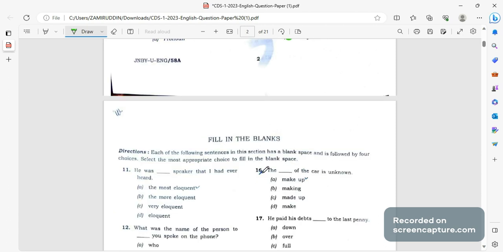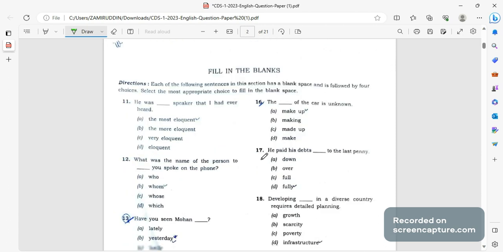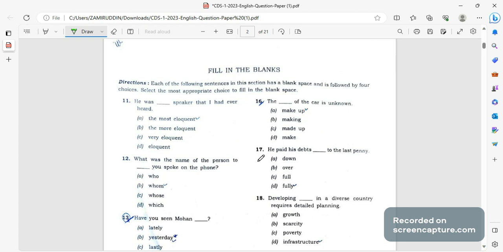Now, next one is fill in the blanks. We are just concerned with those things which might be asked in the questions. So fill in the blanks is the next one. He was that speaker that I had ever heard. तो मैंने लाइफ में ऐसे स्पीकर कभी नहीं देखा.